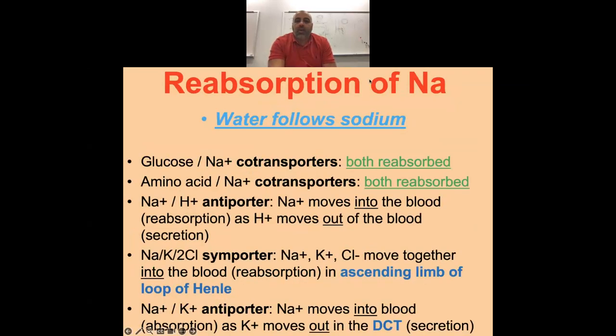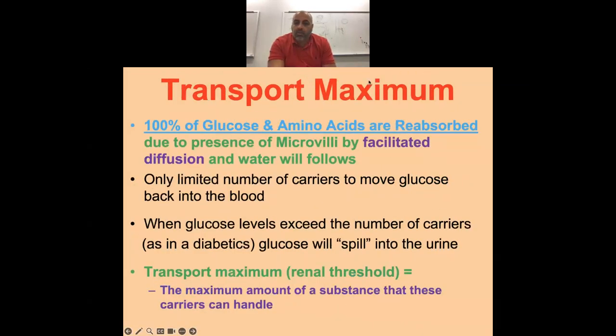So we should see 100% of glucose reabsorbed, and we should see 100% of amino acids. Amino acids, if you have too much, that's fine. If it appears in your urine, no big deal. That spillover is when we reach transport maximum. Who's our transporter? Transmembrane proteins. You max them out because there's too much coming in, that's it. It's going to spill over into the urine.